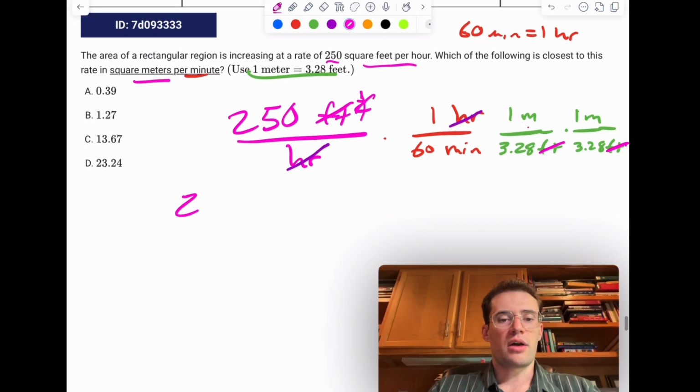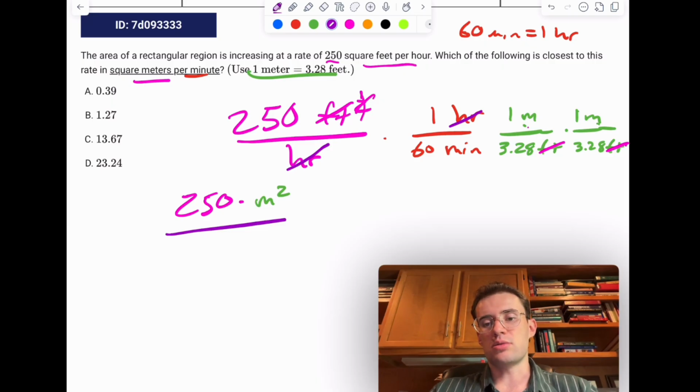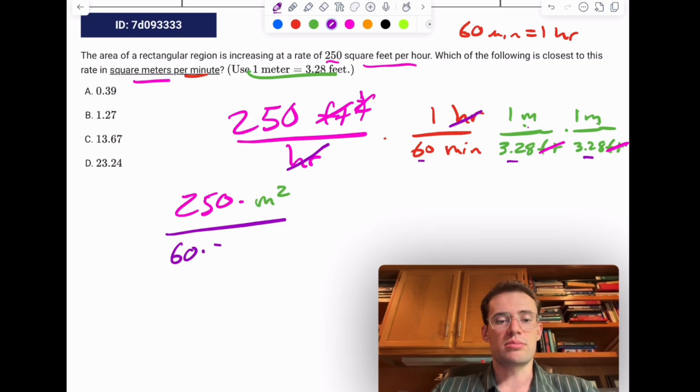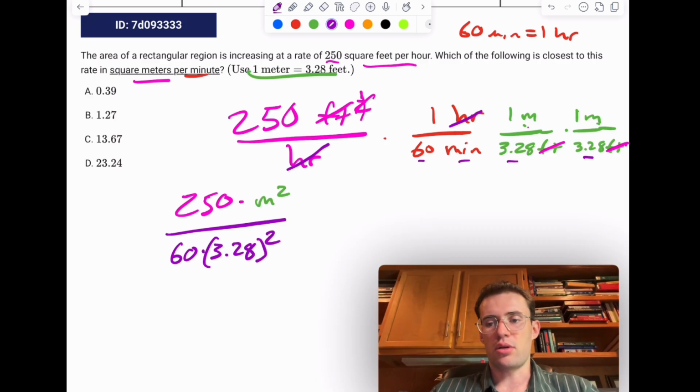All right, so ultimately we'll have 250 times 1 times 1 times 1, and the units will be meters times meters, which is meter squared in the numerator. And then in the denominator, the hours already canceled out here, so we have 60 times 3.28 times 3.28, or you could write that as 60 times 3.28 squared, and it is minutes, and all the other units are canceled out, so minutes in the denominator.